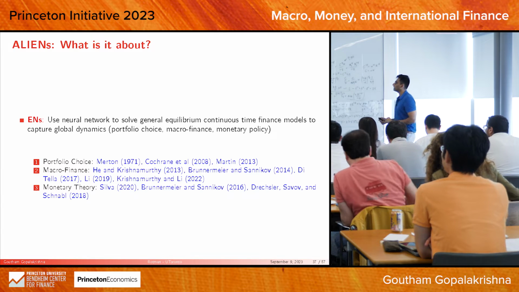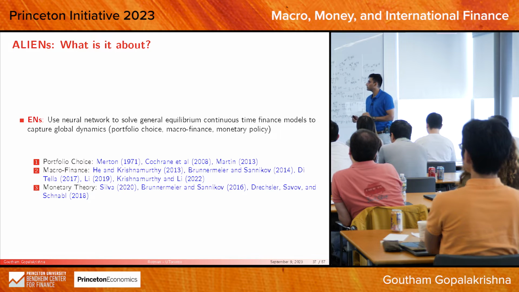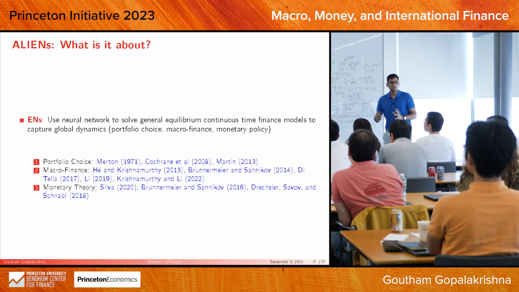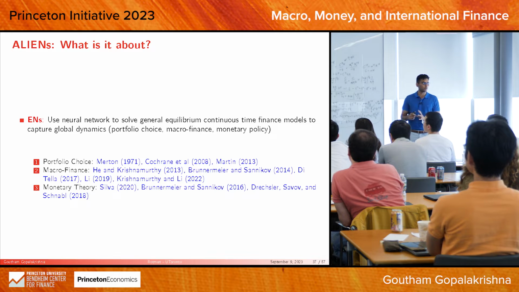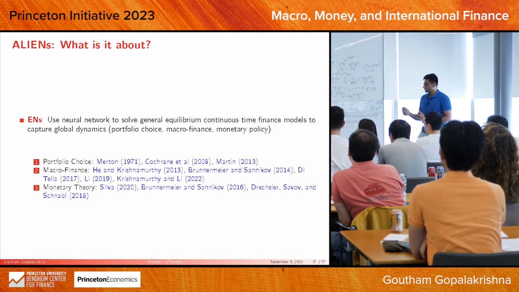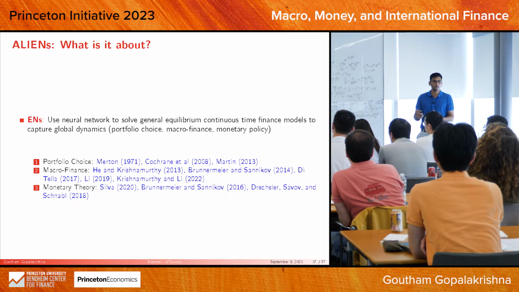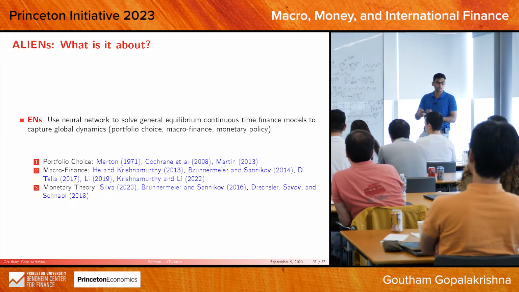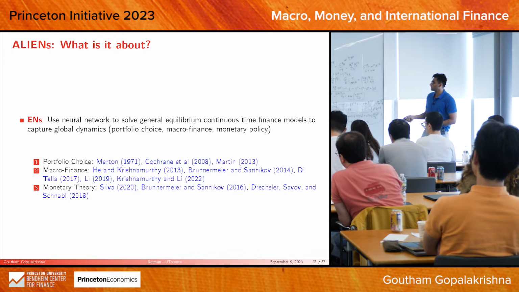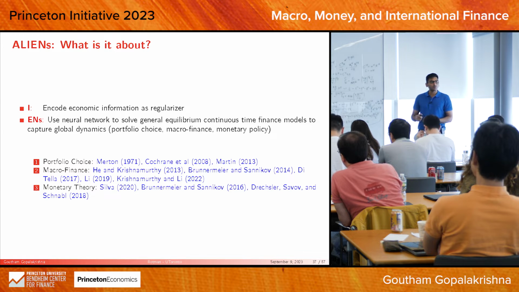Okay, let's move on. So I'm going to talk about one of my papers, which is a methodology paper, where I built a machine learning-based technology to solve a broad class of models in continuous time, particularly to solve these models globally. The way it works is I use neural networks to solve supervised learning problems. It can particularly be applied to portfolio choice problems, macrofinance problems like the problems that you saw today, and also monetary problems.